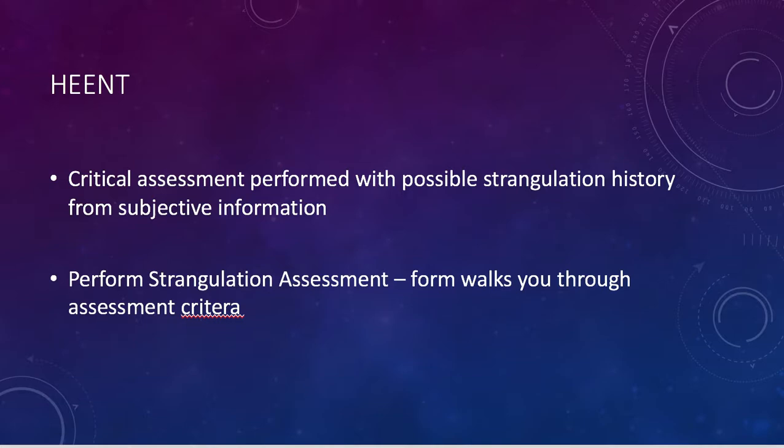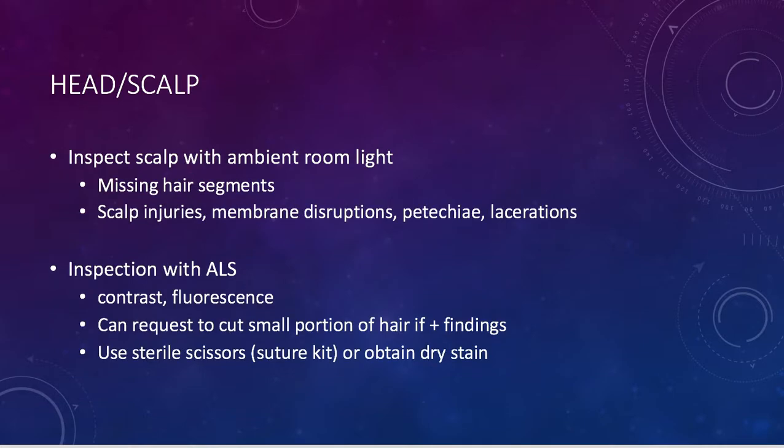Starting off with the HEENT, it's going to be a critical assessment that's performed with a possible strangulation history from the subjective information from the patient. So you will perform the strangulation assessment, and it's a form that's located in the examination chart, and it really walks you through the entire assessment criteria for strangulation. It gives you those key pointers and assessment locations to look for.